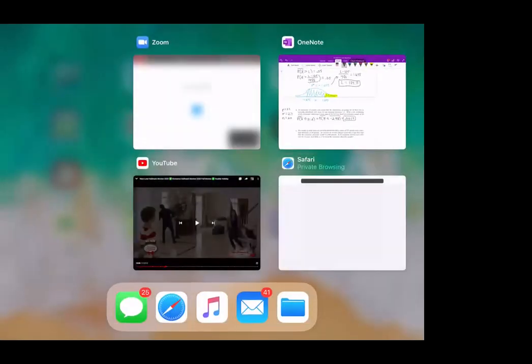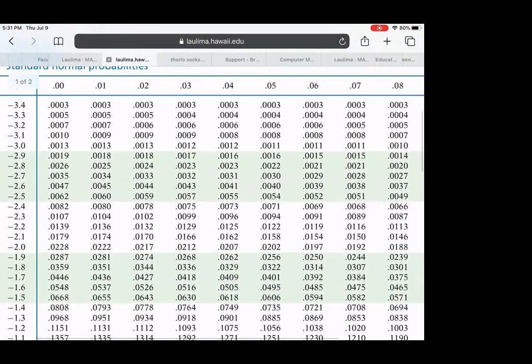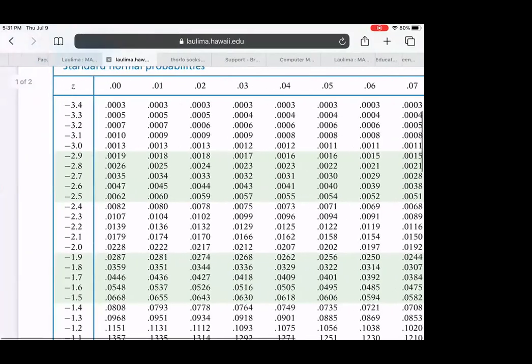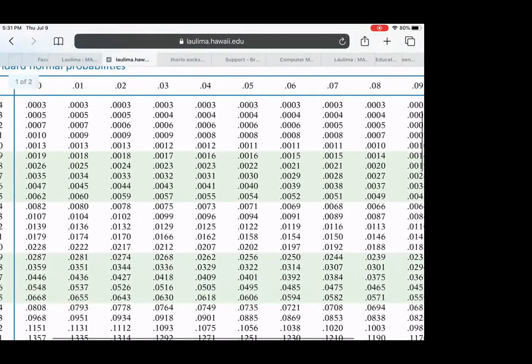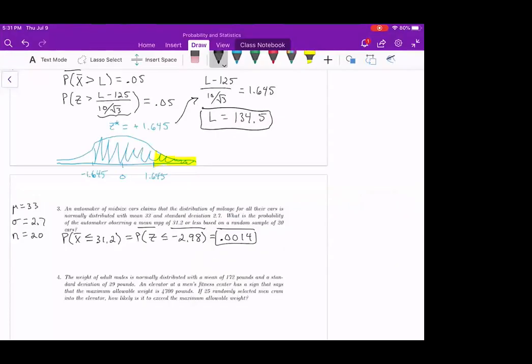Let me switch to the table for a moment just to go through that. So we're looking for negative 2.98. You're looking for the row with negative 2.9, and you're going across to the column with 0.08, which should bring you to this highlighted value of 0.0014. And that's your answer. If you're not sure whether to subtract it from 1 or not, again, you could go back and draw a picture. Your picture should look something like this.